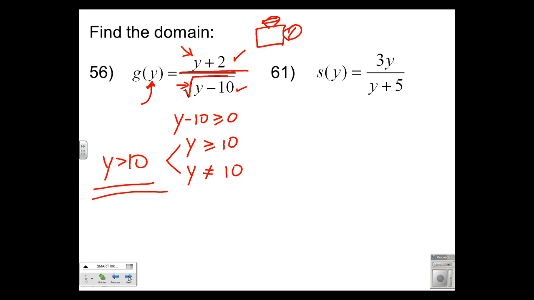Okay, likewise, I just go step by step. Can I multiply 3 by any number I want? Sure. Can I add 5 to any number I want? Sure. Can I divide by any number I want? Yes, the numerator can be any number, but the denominator, in this case y plus 5, cannot be 0. Therefore, y cannot be negative 5.